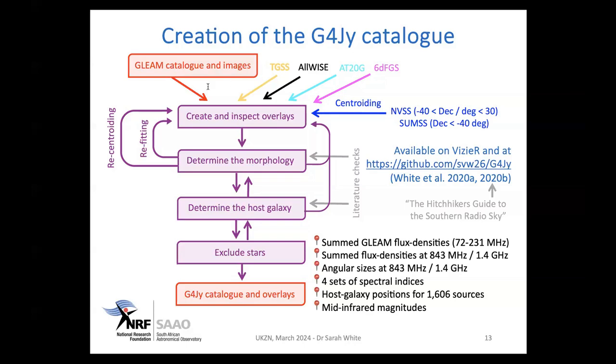So all of the nitty-gritty details for this catalogue creation can be found in paper 1, and all of the additional literature checks to ensure high quality of this catalogue are described in paper 2, which we refer to as the Hitchhiker's Guide to the Southern Radio Sky. And in addition to those multiple flux density measurements in the radio, we also have calculations of spectral indices, and crucially, as mentioned, those host galaxy positions for about 86% of the sources in this version of the catalogue.